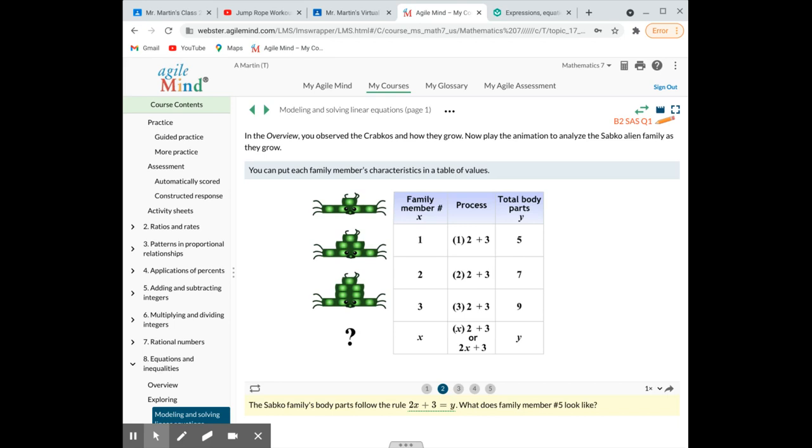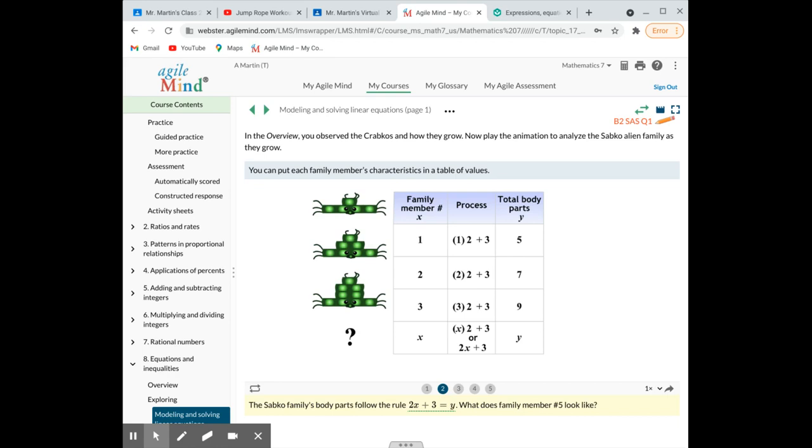What did we say was the same? The legs. What did we say changed? The body section. Good. What does question 1b ask? Sketch Sabco family member number 5. Sketch it next to the family members 1 and 2 above.